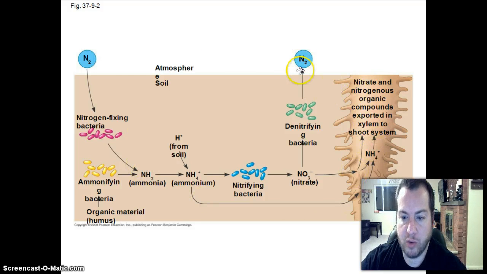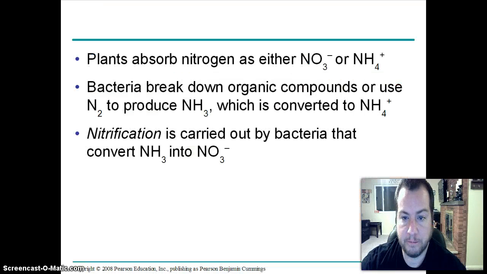Now this is how most nitrogen gets put into soils in a non-commercial way. Commercial fertilizers put a lot more nitrogen in the soil for our crops, but through natural cycles it's all dependent on these nitrogen fixing bacteria, nitrifying bacteria, ammonifying bacteria to make nitrogen available in a way that a plant can use either as ammonium ion or nitrate.